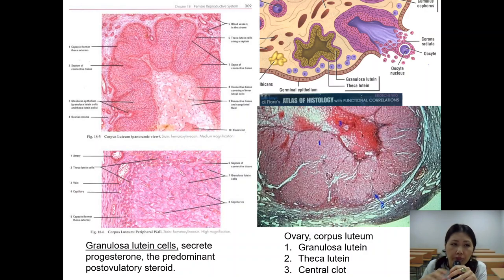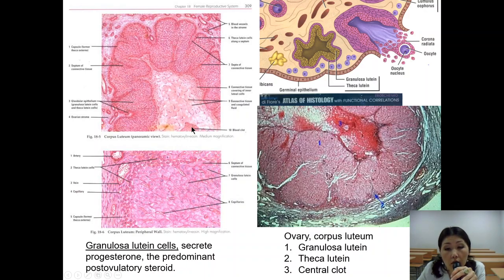Here you can see the histological structure of the corpus luteum. This is a septum of connective tissue. This is ovarian stroma. And granular epithelium. And theca lutein.